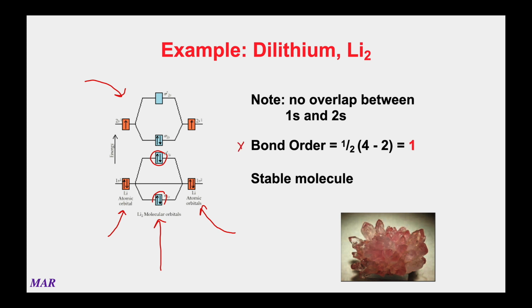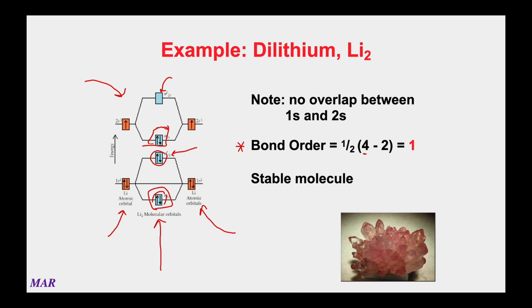But let's compare it. Let's figure out the bond order. 1/2 parentheses bonding minus anti-bonding. So there's 2 bonding here, and there's 2 bonding right there. So that's the 4 bonding electrons. And then right there are the 2 anti-bonding electrons. This one up here is empty. So 1/2 parentheses 4 minus 2, 1 bond order. It's going to be stable.